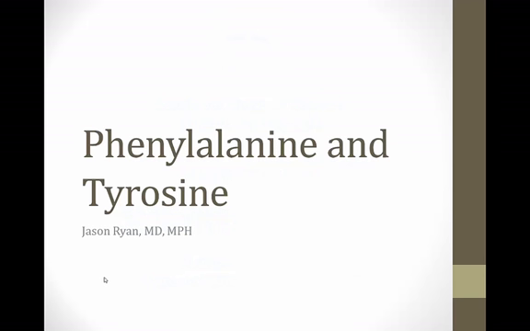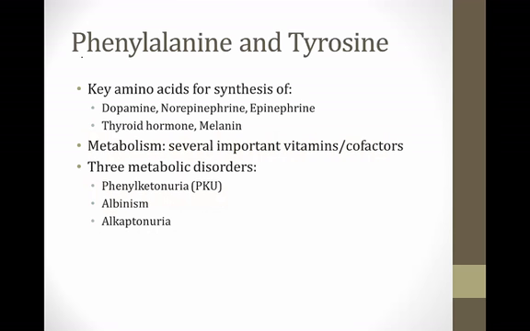Hi everybody, and welcome to our module on phenylalanine and tyrosine. In this module we're going to focus in on two amino acids, phenylalanine and tyrosine. The reason these two amino acids are so important is because they're involved in several different metabolic pathways, and in addition there are a couple of different metabolic disorders that result from deficient metabolism of phenylalanine and tyrosine.